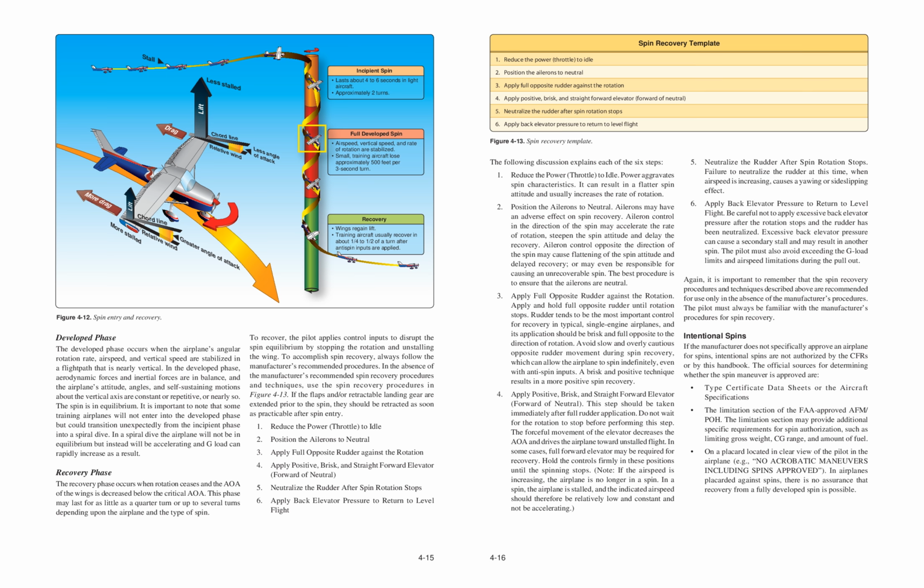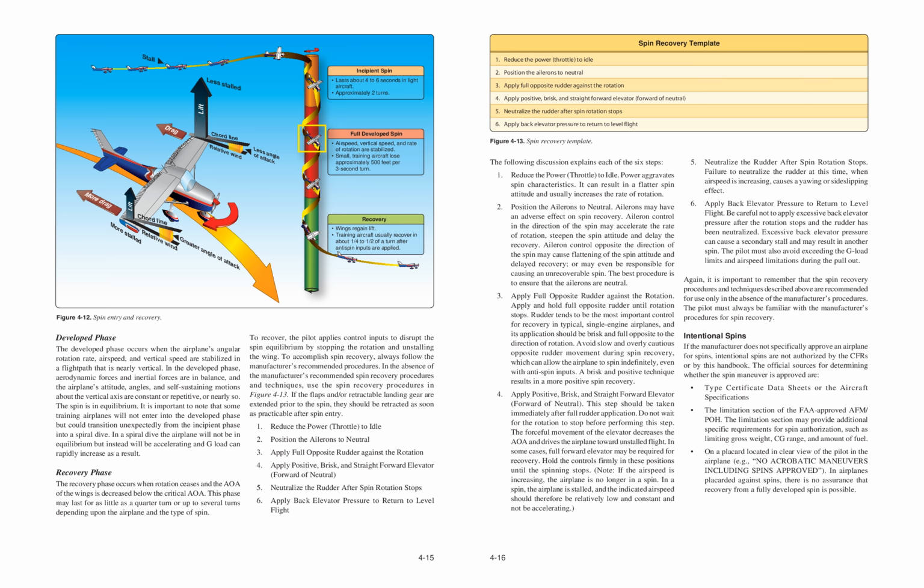3. Apply full opposite rudder against the rotation. Apply and hold full opposite rudder until rotation stops. Rudder tends to be the most important control for recovery in typical single-engine airplanes, and its application should be brisk and full opposite to the direction of rotation. Avoid slow and overly cautious opposite rudder movement during spin recovery, which can allow the airplane to spin indefinitely, even with anti-spin inputs. A brisk and positive technique results in a more positive spin recovery.